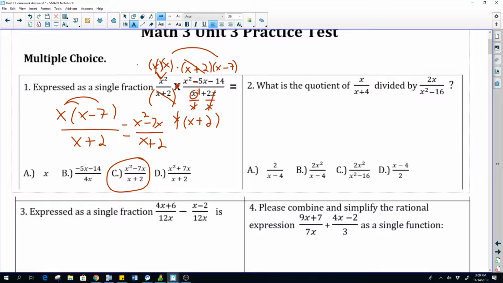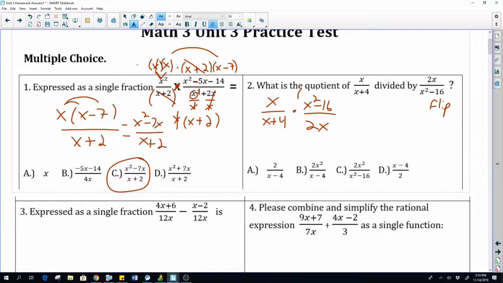What is the quotient? Quotient means the answer of this division problem. So don't forget you have to keep, flip, and then you multiply. Don't forget that we take the first one, so skip the first one, and then we go ahead and flip and multiply. So that x squared minus 16 goes on top, and the 2x goes on the bottom. Make sure that you flip.